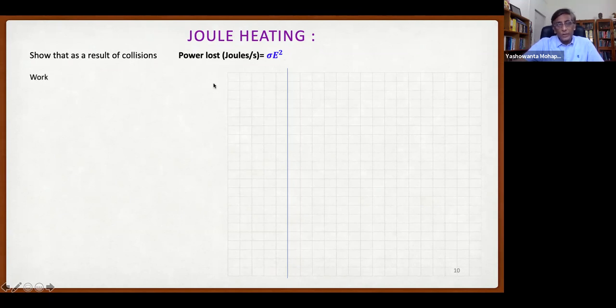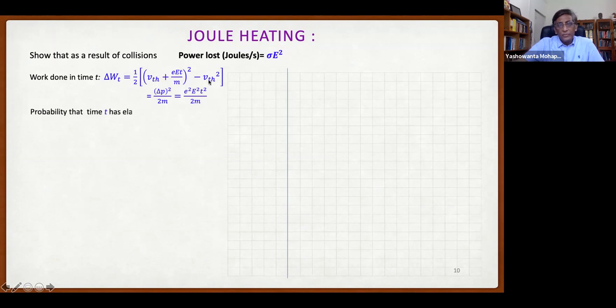That's the Joule heating. So the work done in time t, we can write down as follows. Let's say this is the thermal velocity, and I have increased the velocity by eT by m. Then I already had mv thermal, so this is the difference. I can write mv_th, and this delta p squared by 2m, and this difference would be E squared t squared by 2m.